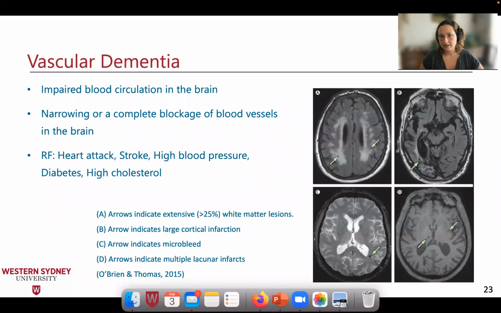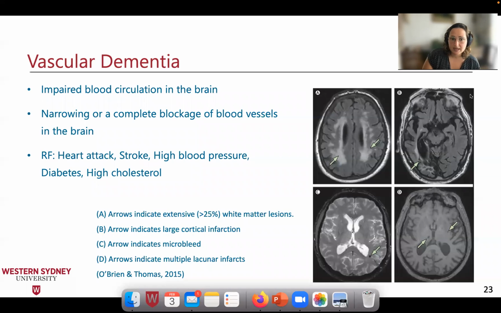Here on the right-hand side of the screen, we have four different images of characteristics that can occur with vascular dementia. In the top left-hand side, we have arrows indicating a greater than 25% area of white matter that has lesions. These lesions are the damaged tissue that can occur from, for example, disease or traumatic brain injury, and they affect the supply of blood throughout the brain.